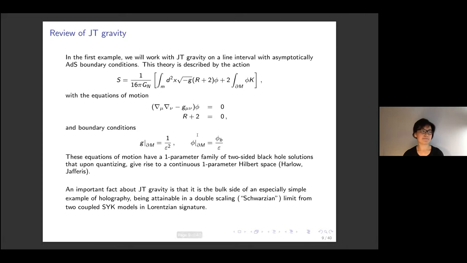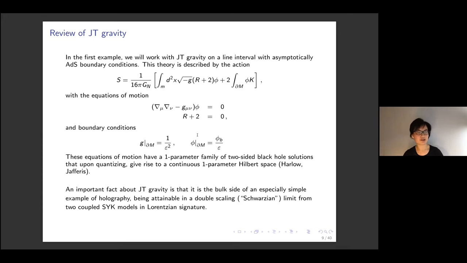Okay, so in this first example, we will work with JT gravity on a line interval with asymptotically AdS boundary conditions. JT gravity is a theory of a metric in two dimensions coupled to a dynamical scalar field that we usually call the dilaton. Here I've written its action, the equations of motion that follow from it, and the boundary conditions. And these equations have a one parameter family of classical solutions that look like two-sided black holes with some non-trivial profile for the dilaton at every point in these two-dimensional backgrounds. And when we quantize them, they will give rise to a continuous one-parameter Hilbert space.